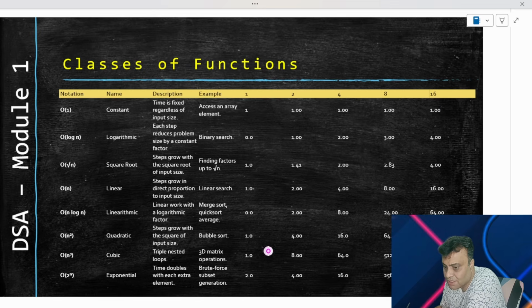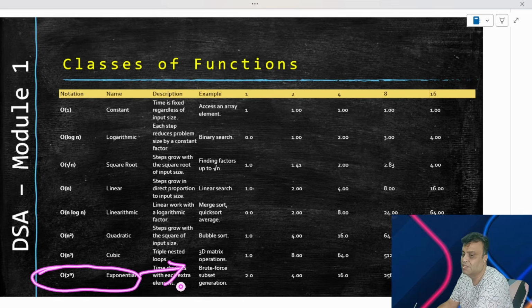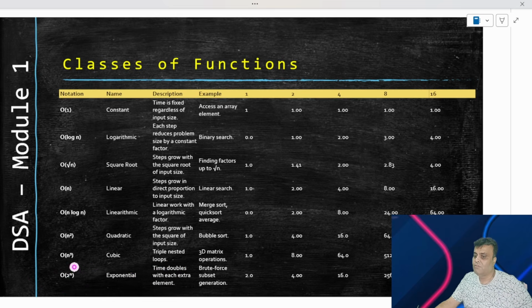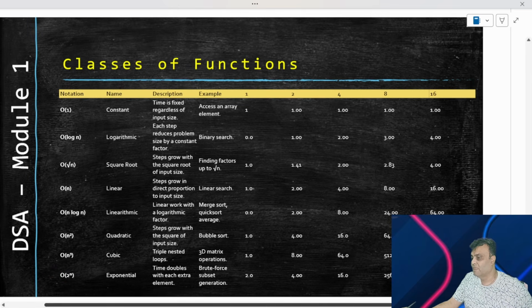So 2 to the power n will always be a higher time complexity, provided the value of n is on the larger side. When the value of n is on the smaller side, 2 to the power n will not be able to beat n square, or for that matter n cube. But when n is on the higher side, a stage will come when it will flip the story, and 2 to the power n will cross everybody and it will go on forever, right?